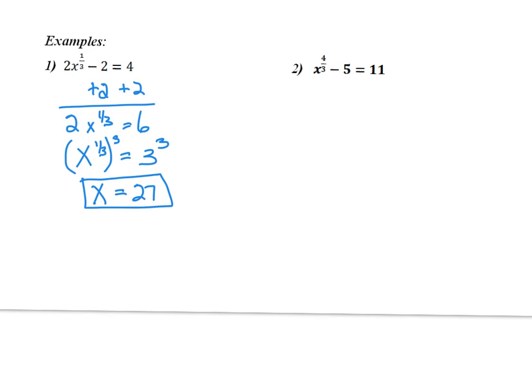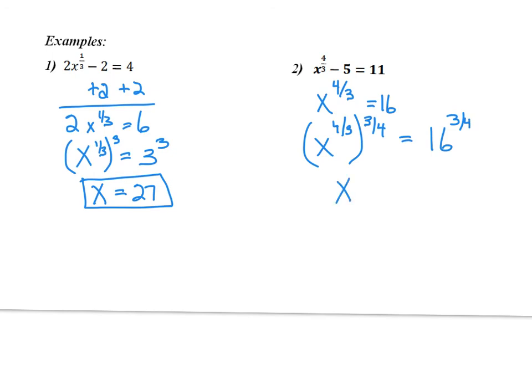For number 2, we're going to add 5 to both sides of the equation, so x to the 4/3 is equal to 16. Let's raise both sides of the equation to the reciprocal exponent. We're going to have to think carefully when we're doing this exponent on the right side. So raising 16 to the 3/4 power, x to the first would be equal to, the 3/4 power really just means the 4th root of 16 to the third. So the 4th root of 16 is, of course, 2. 2 to the third is equal to 8.